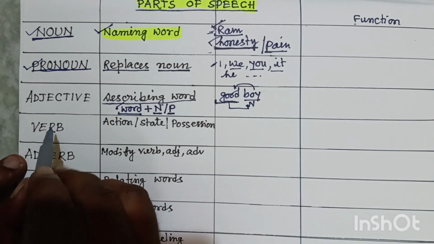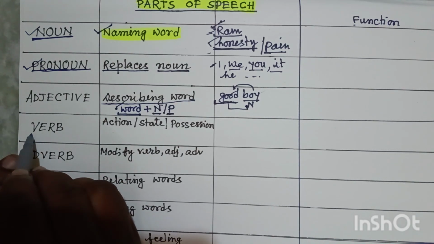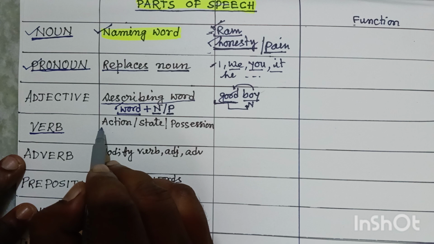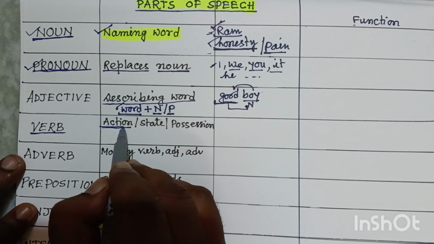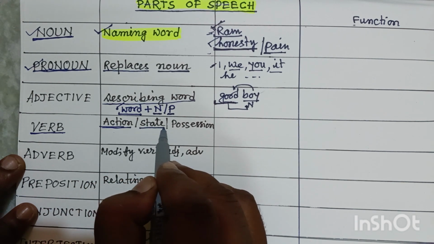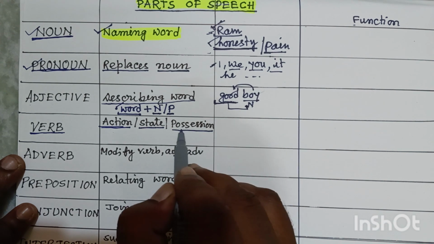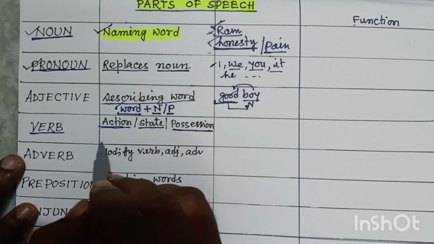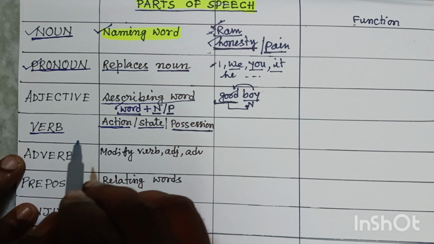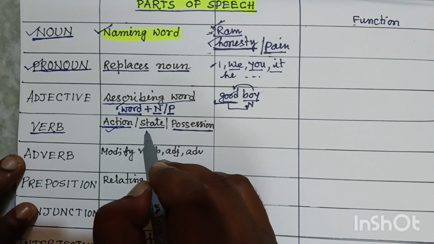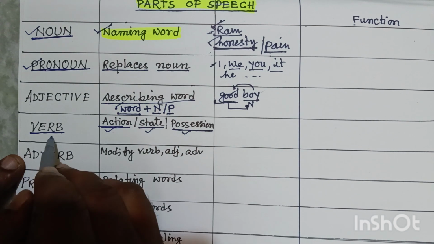The next one, friends, you can see it is verb. Some of the words show action. Some of the words show state. Some of the words show position of anything. My dear friends, if the word shows action, state, or position, these are called verbs.